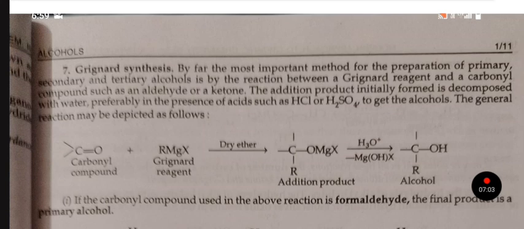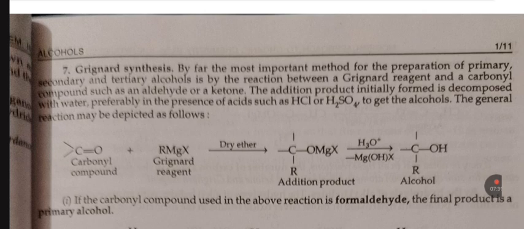Grignard synthesis. By far the most important method for the preparation of primary, secondary and tertiary alcohol is by the reaction between a Grignard reagent and a carbonyl compound such as an aldehyde or ketone. The addition product initially formed is decomposed with water, preferably in the presence of acids such as HCl or H2SO4, to get the alcohol.